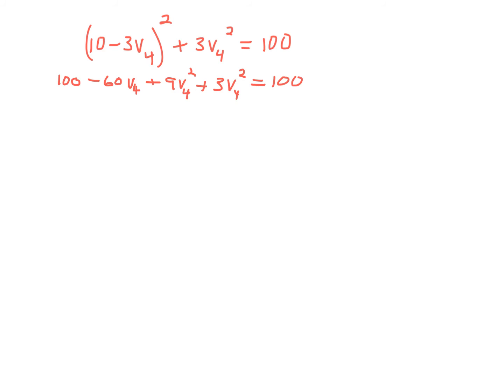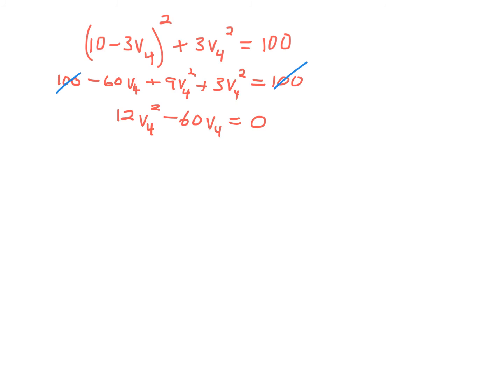And now you see something, well, for me, I see something that warms my little algebraic heart, and that is the 100s on both sides. Those are going to cancel. Well, that's so much fun to do. You're going to be subtracting those from both sides. Those will cancel out. I'm going to rearrange things, simplify to make it look nice and pretty. Add like terms. 9 plus 3 is 12 v sub 4 squared minus 60 v sub 4 equals 0.